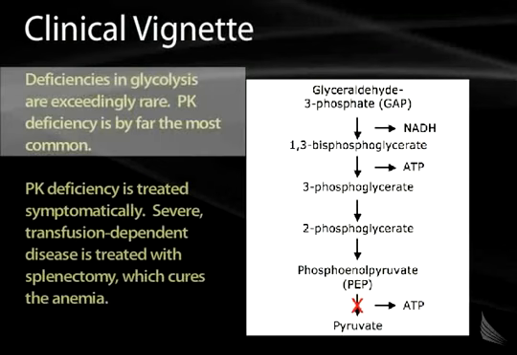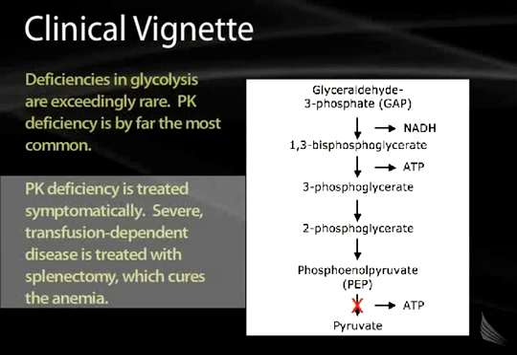Now, deficiencies in glycolysis are actually very, very rare. Extremely uncommon. The most common of these by far is pyruvate kinase deficiency, but only a couple of hundred cases of this have ever been described. Pyruvate kinase deficiency is treated symptomatically. You can treat the anemia by giving transfusions and so forth. You can also cure this disease by taking out the patient's spleen. This cures the hemolytic anemia that occurs with the disease.